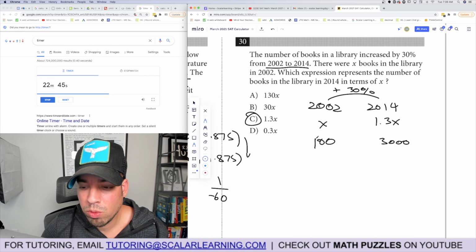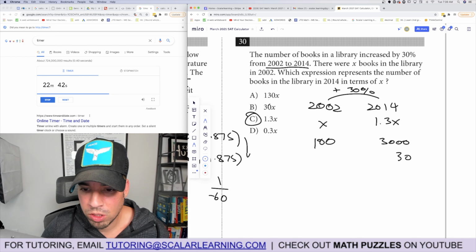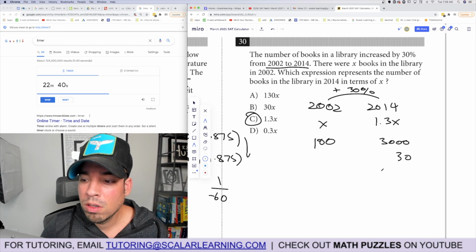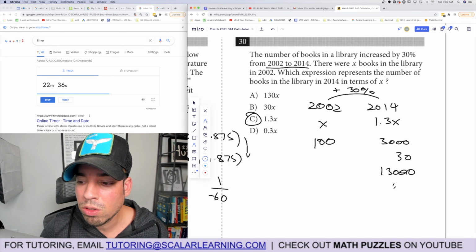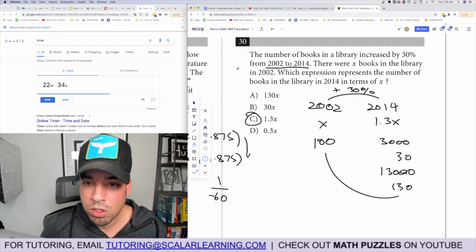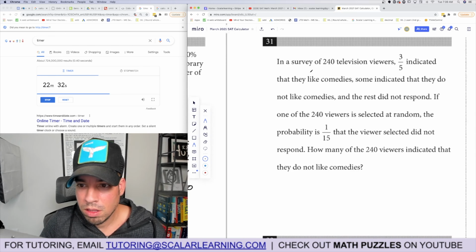This one would give you 30, so it'd be too small. This one would give you 13,000, so that's not a 30% increase. This would give you 130, and that's 30% of 100. Boom, done. All right, 31.